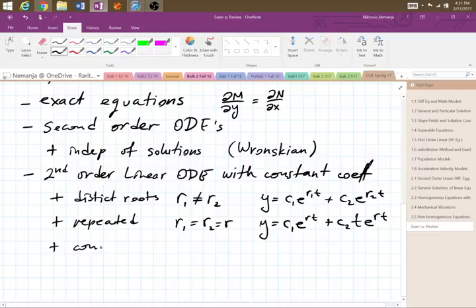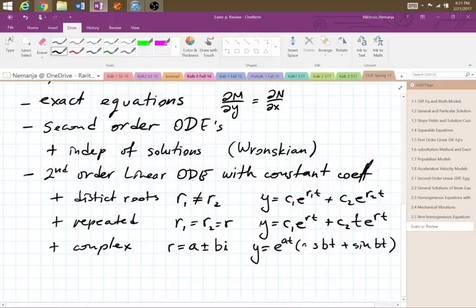And we have the complex conjugate pair, R equals A plus or minus Bi, in which case the solution is e to the At times C1 cosine Bt plus C2 sine Bt. I forgot the coefficients. Back to the drawing board.